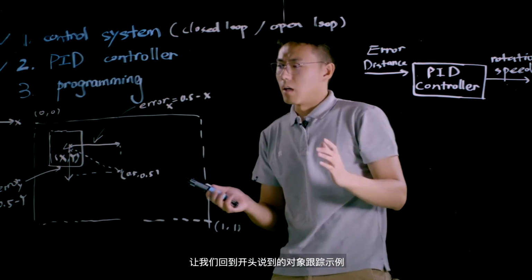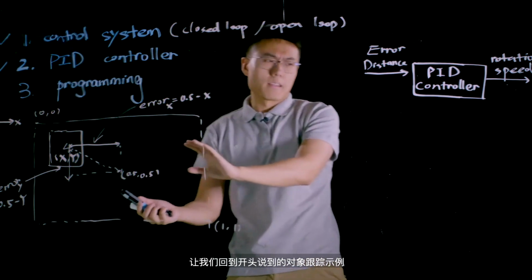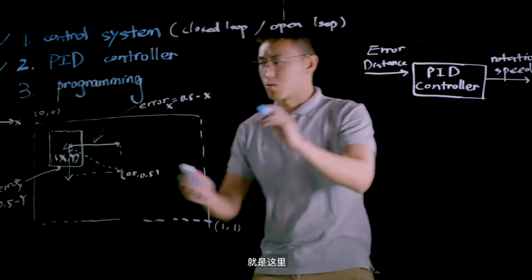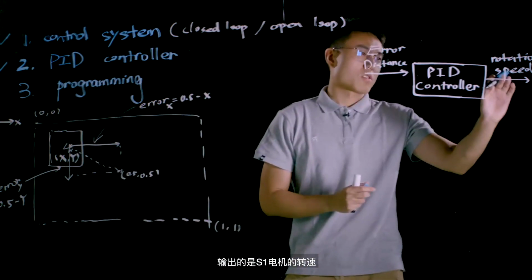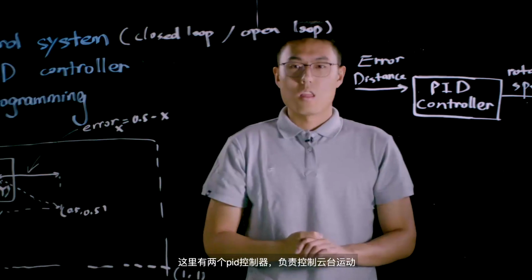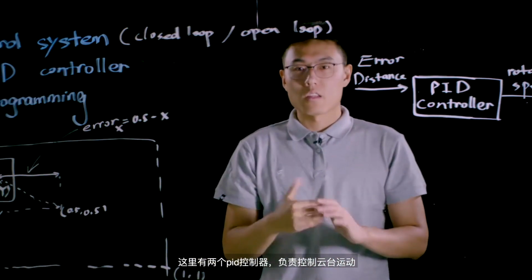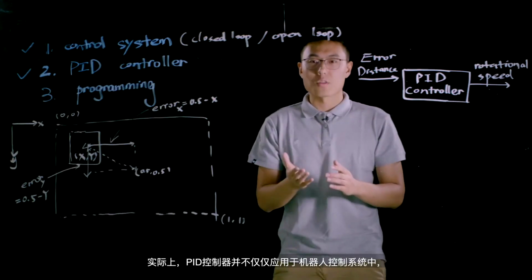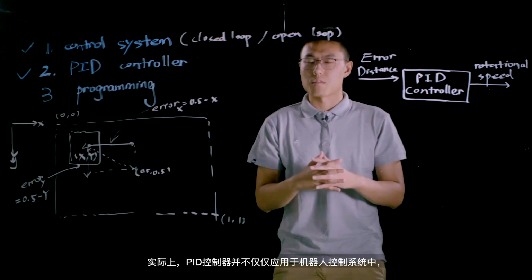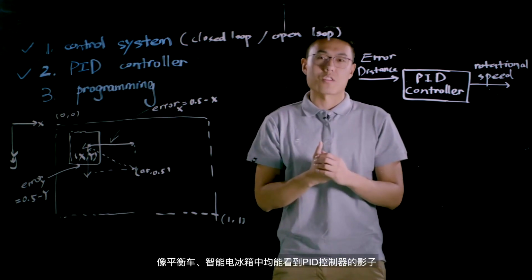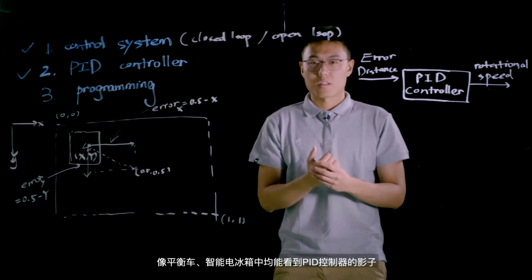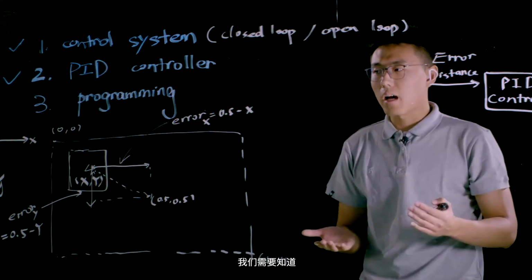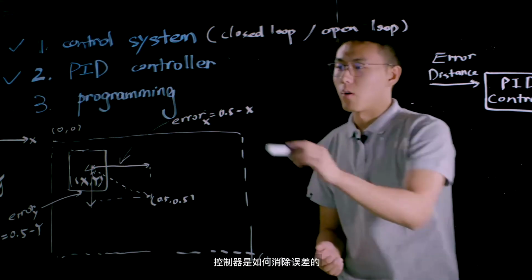Let's go back to the object tracking example at the very beginning. The PID controller used in this system is responsible for eliminating the error distance, which is over here, and outputs the rotational speed of the motors of S1. There are two PID controllers governing the motion of the gimbal, one for the pitch motor, another one for the yaw motor. Actually, PID controllers are not only used in robot control systems, but also found in many other applications such as smart refrigerators or hoverboards. So for the example of object tracking, we need to know how the PID controller eliminates the error on the x-axis.